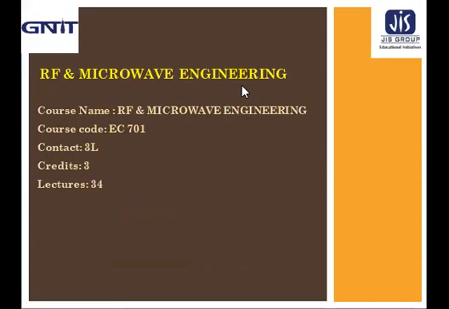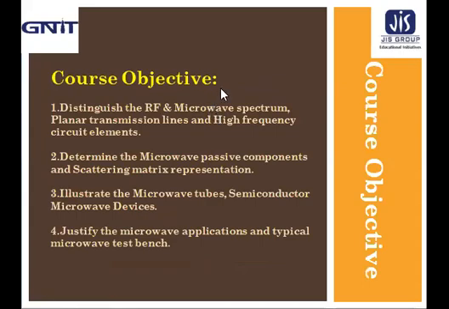The course name is RF and Microwave Engineering and the course code is EC701, and the total lectures of this course are 34. Now there are some course objectives. First one is distinguish the RF and microwave spectrum, planar transmission lines and high frequency circuit elements. Determine the microwave passive components and scattering matrix representation. Third one is illustrate the microwave tubes, semiconductor microwave devices. Fourth one is justify the microwave application and typical microwave test bench.